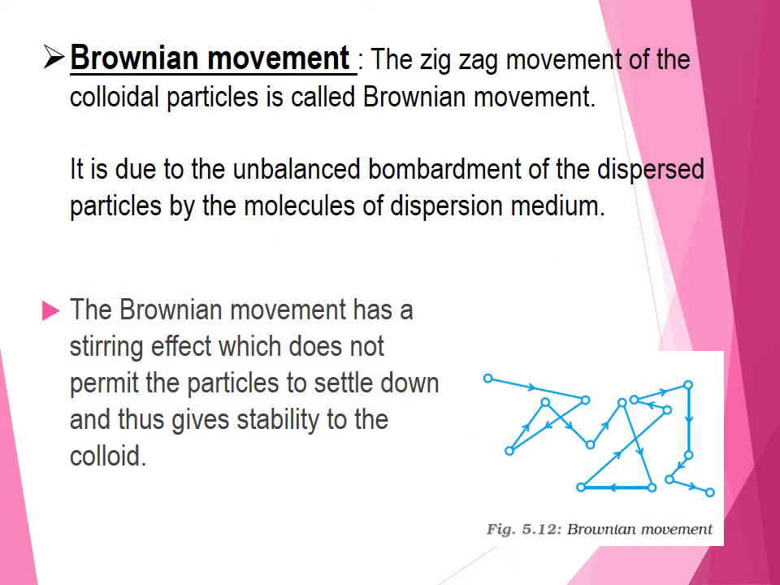Brownian movement. The zigzag movement of the colloidal particles is called Brownian movement. Let's see the figure given below. The Brownian movement or zigzag movement is due to the unbalanced bombardment of the dispersed particles by the molecules of the dispersion medium. The Brownian movement has a stirring effect which does not permit the particles of colloid to settle down and thus gives stability to the colloid.